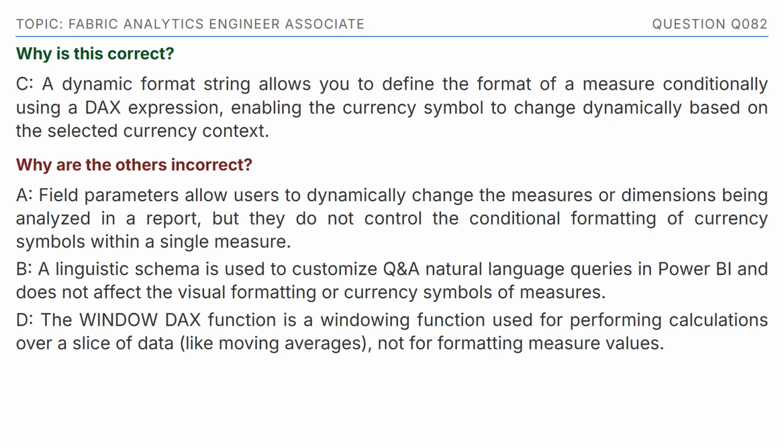Why are the others incorrect? A. Field parameters allow users to dynamically change the measures or dimensions being analyzed in a report, but they do not control the conditional formatting of currency symbols within a single measure. B. A linguistic schema is used to customize Q&A natural language queries in Power BI and does not affect the visual formatting or currency symbols of measures. D. The window DAX function is a windowing function used for performing calculations over a slice of data, like moving averages, not for formatting measure values.